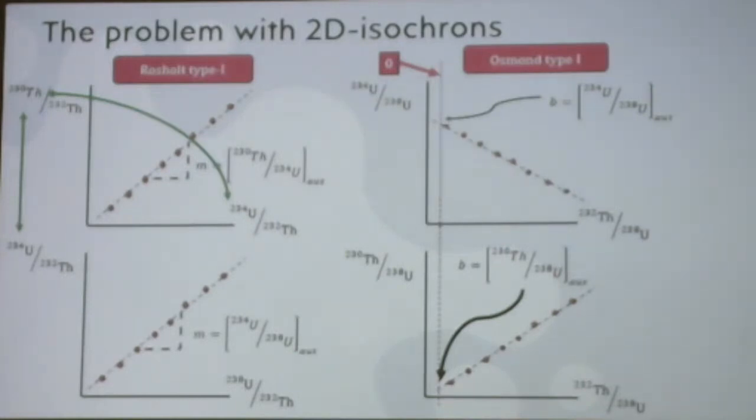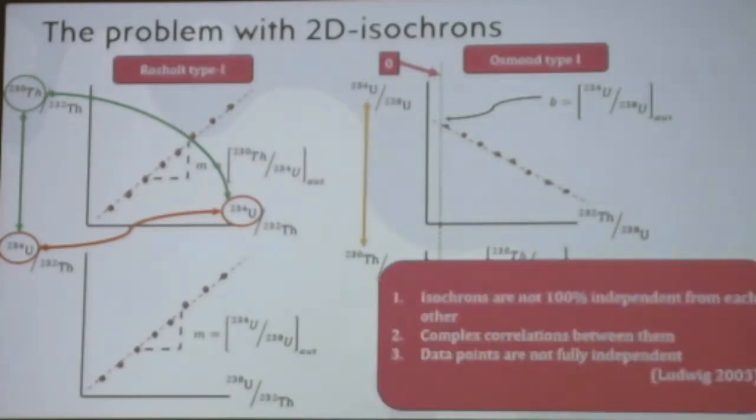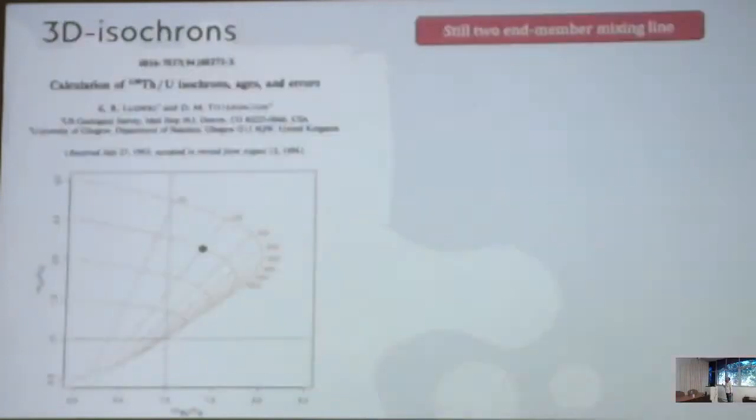There's a problem with 2D isochrons, and one of them is that they are not completely independent from each other. For example, this type of isochron, 234/230 depends on 234, and 234 is actually in these two axes, so they are correlated in a complex way. Also here, they are correlated. So the data points are not fully independent. They depend on each other, but actually they are treated as independent. So that's not completely correct.